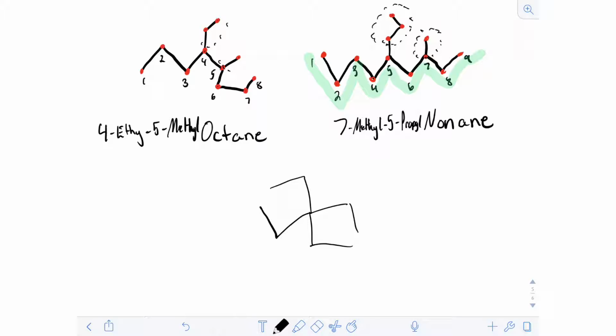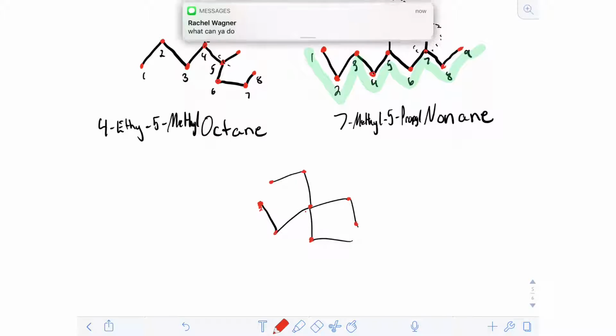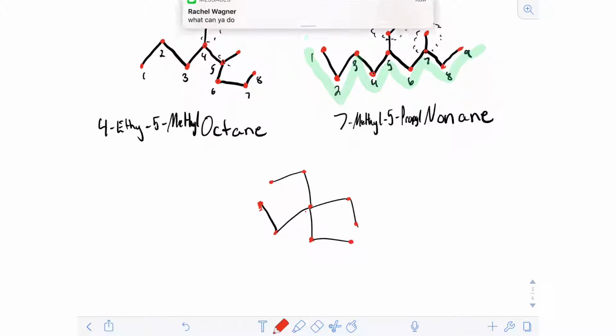And then down below here, count our carbons. 2, 3, 4, 5. 1, 2, 3, 4, 5.